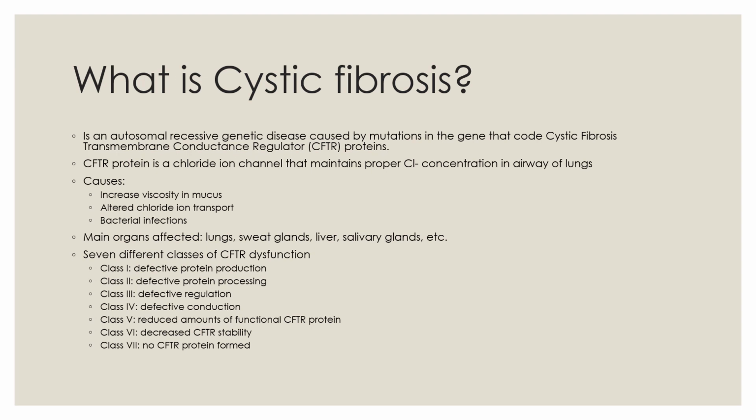What is cystic fibrosis? It is an autosomal genetic disorder that is caused by a mutation in the gene that codes cystic fibrosis transmembrane conductance regulator proteins, or CFTR. CFTR encodes for cAMP-regulated chloride channels that are located in the apical membrane of epithelial cells, especially in the lungs. It regulates the passage of ions through the membrane.